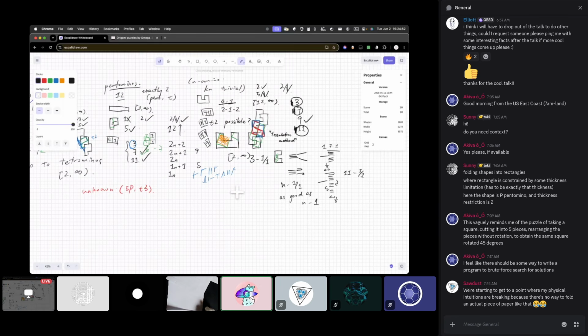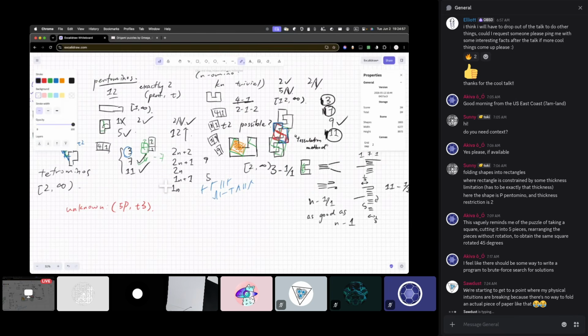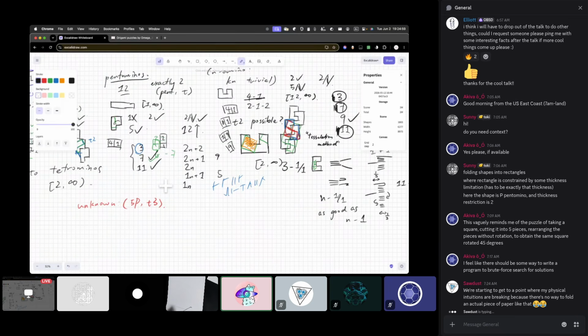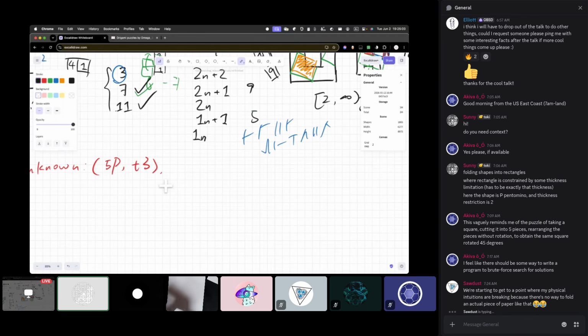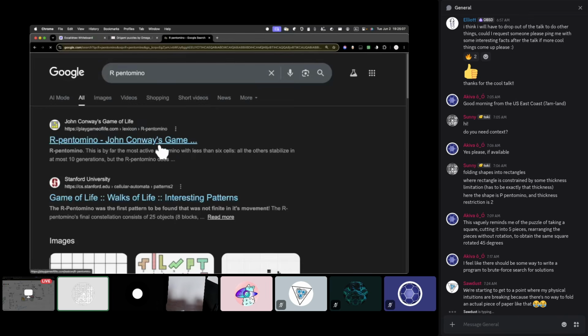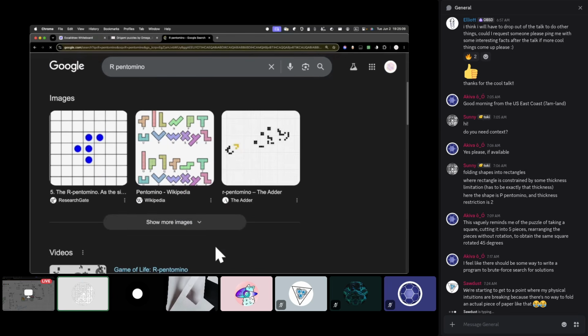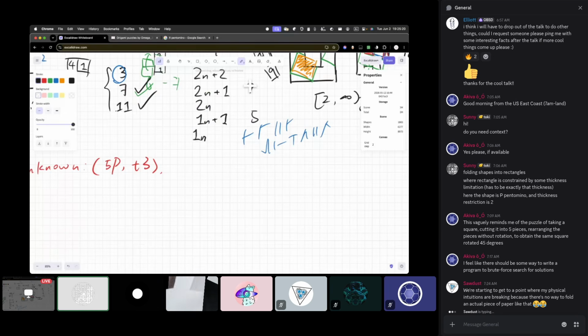The R pentomino? I don't actually know what the R is. I think it's a terminology that I don't use. Oh, okay. I typically use the notation on the top one, so it would be the F pentomino, for me. But okay, I shall do that.